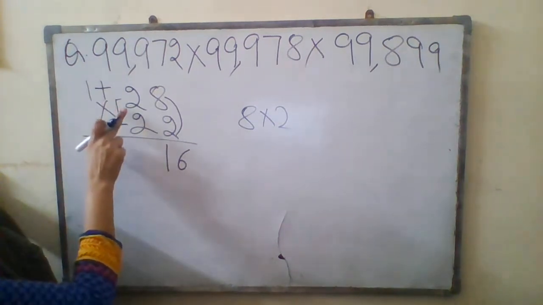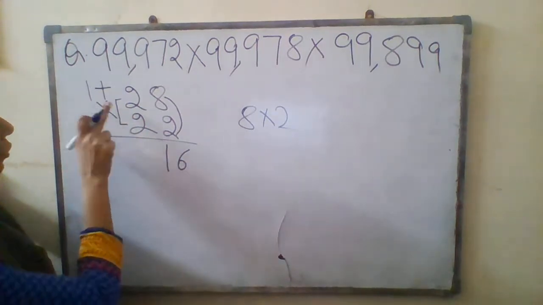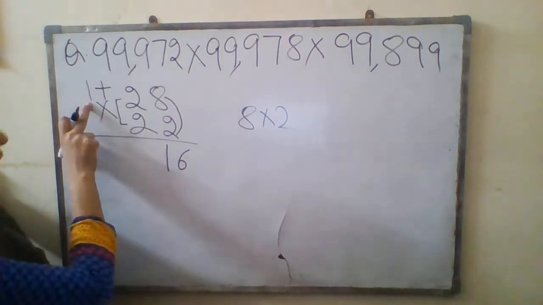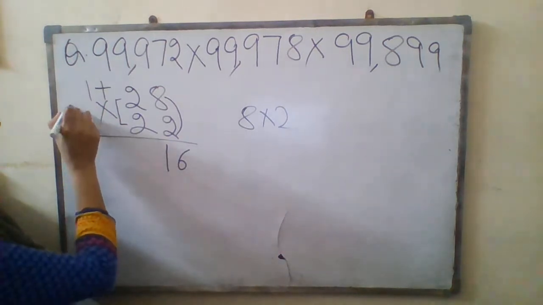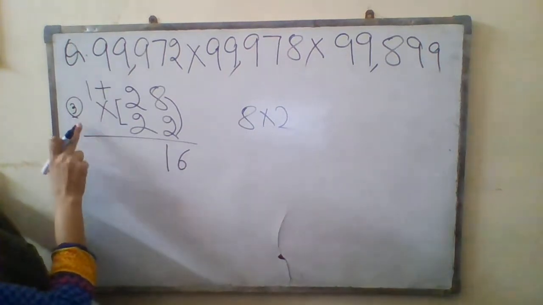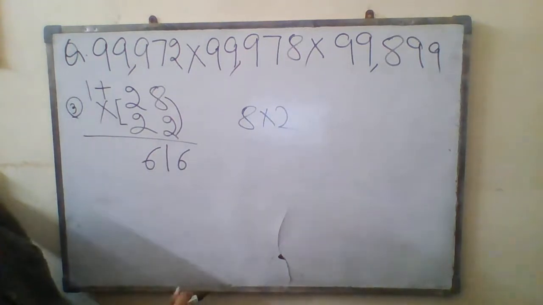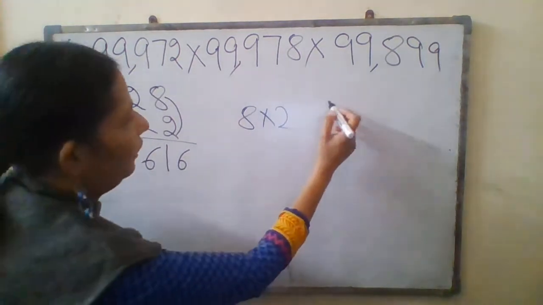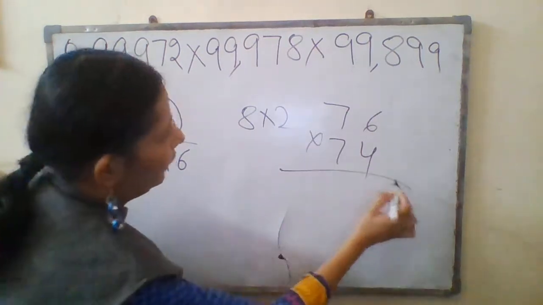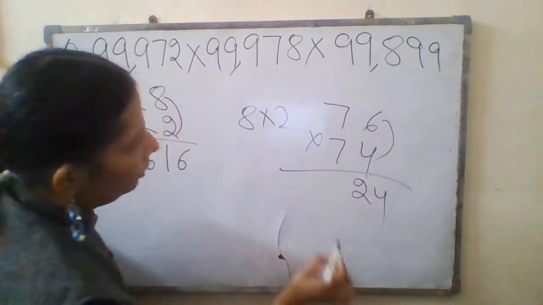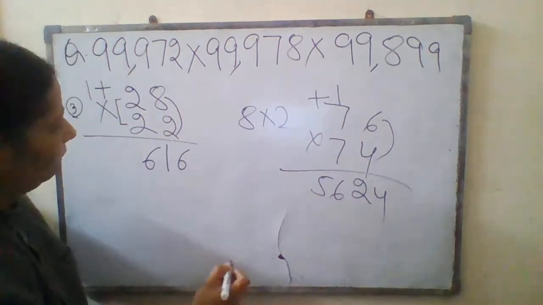Where will you add this 1? In this 2. 2 plus 1 will be equal to 3. Then you will get 3 here. So 3 multiplied by 2, 3 2s are 6. This is your answer. If I tell you some other question, 76 multiplied by 74, you look here: 6 4s is 24. Now 7 plus 1 is 8, and 8 7s are 56. This is the example I am giving you.